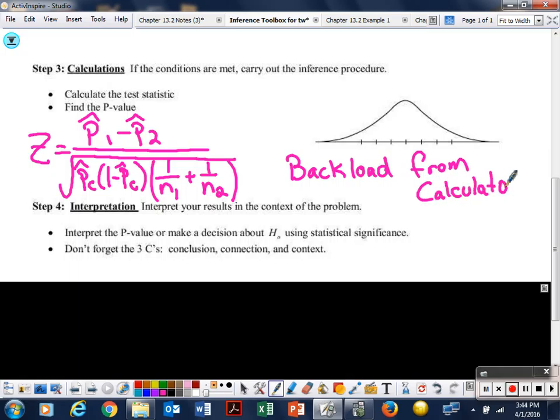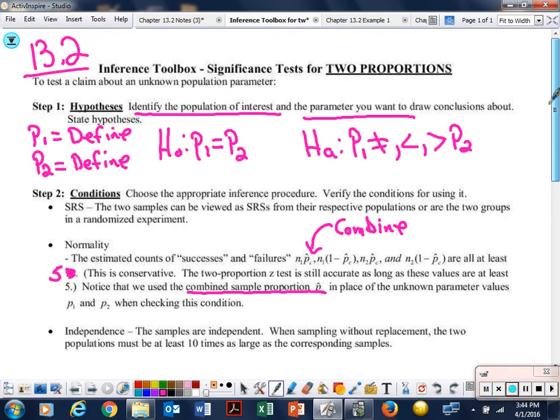So as we go through the examples, I'm going to pull the calculator up. We're going to plug the numbers in, and then I'm going to backload those into the z, come up with our p-value, okay? Draw our picture. Interpretation is the same. Interpret the p-value or make a decision about the null hypothesis. And don't forget to use the 3 C's: conclusion, connection, and context. All right, so as we go through this, have the 2 sheets handy. All right, so we're going to go through 2 examples.